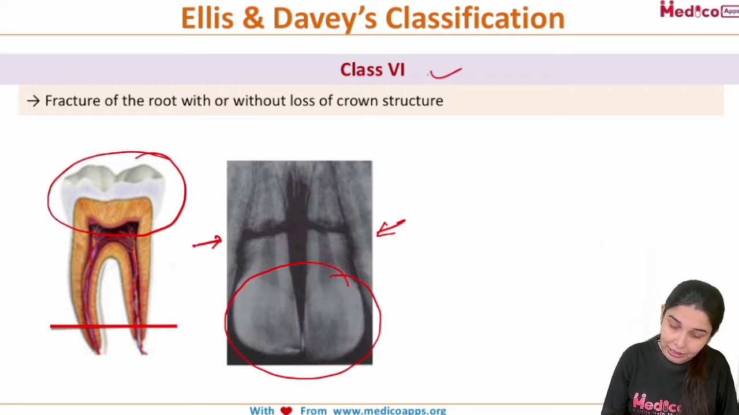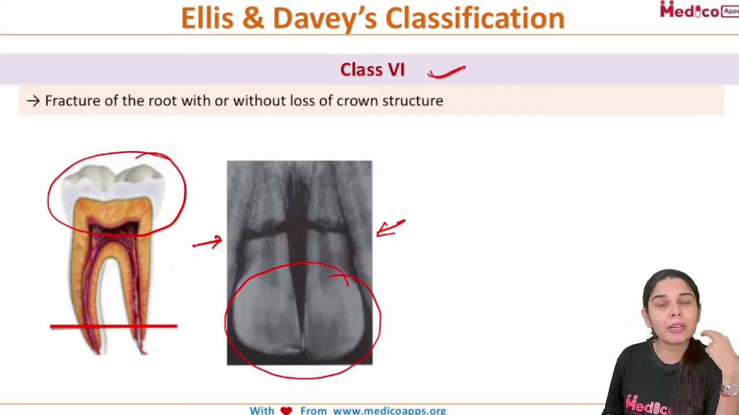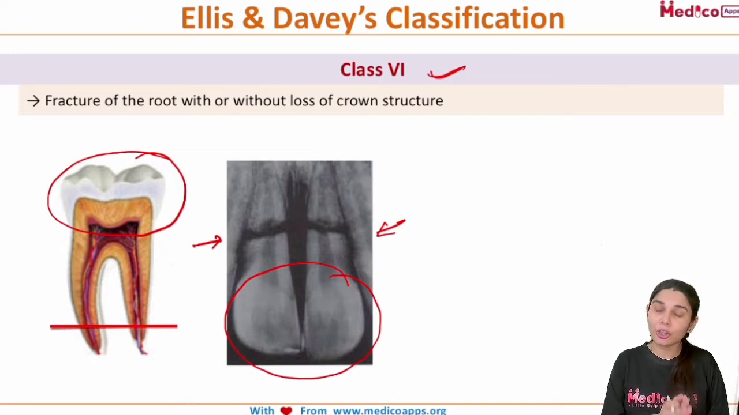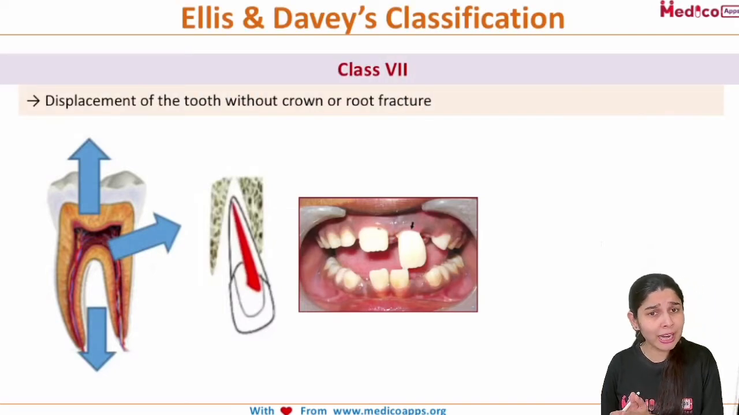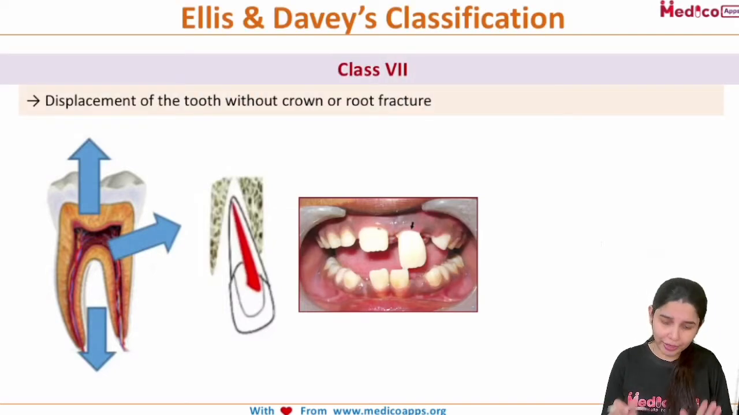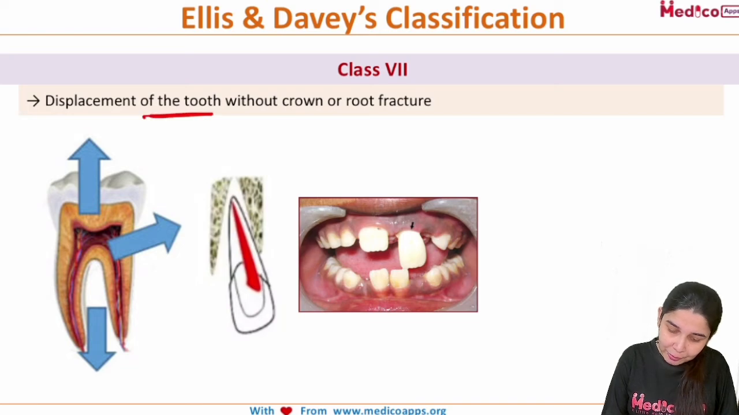That is class 6. Class 1, enamel. Class 2, enamel, dentin. Class 3, enamel, dentin, pulp. Class 4, non-vital due to trauma. Class 5, avulsion. Class 6 is when there is fracture of the root. Moving to class 7. What is class 7? Class 7 is also very important, when there is displacement of the tooth.